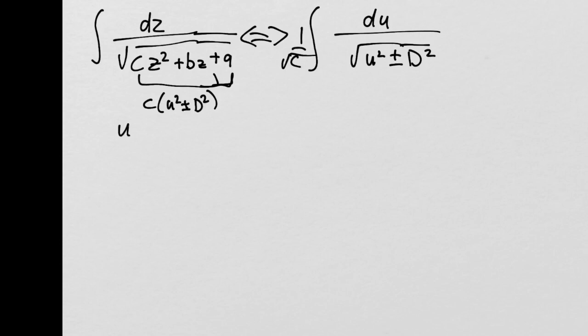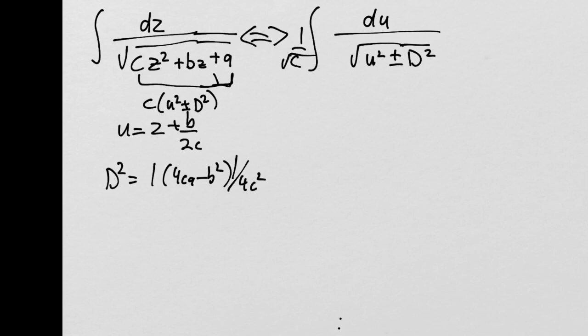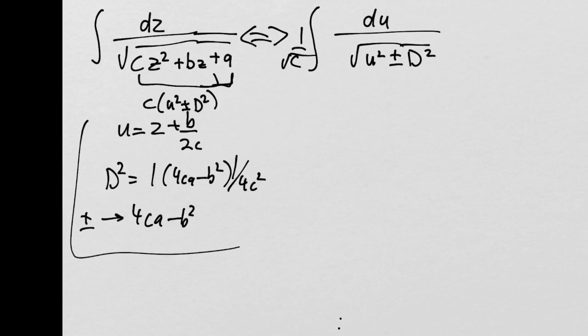I think, if I recall right, the substitution is U equals Z plus B over 2C, and D squared ends up equaling the magnitude of 4CA minus B squared, which is sort of the reverse of the discriminant as we normally know it, magnitude over 4C squared. And then the plus or minus is chosen based on the sign of 4CA minus B squared. So with this substitution here, you calculate dz from this, you can get a conversion into that form.